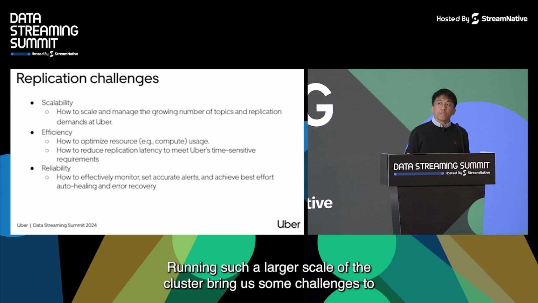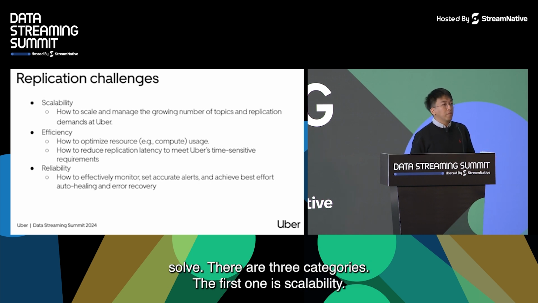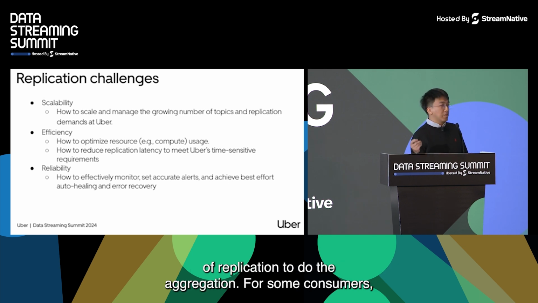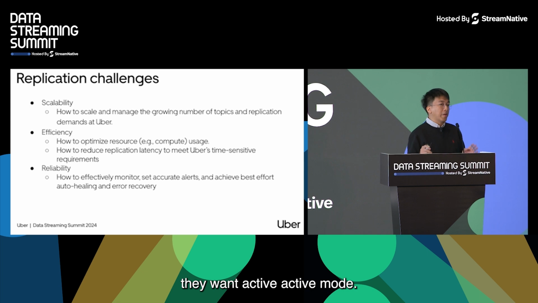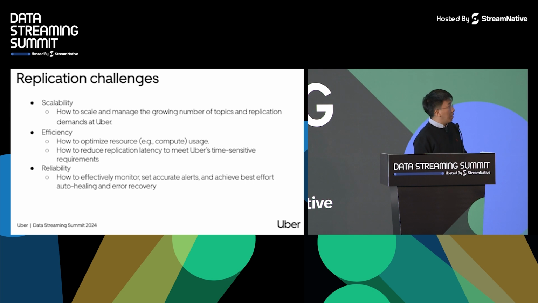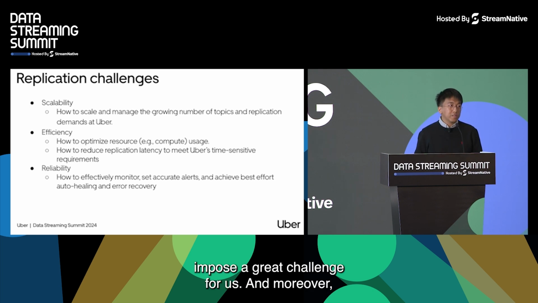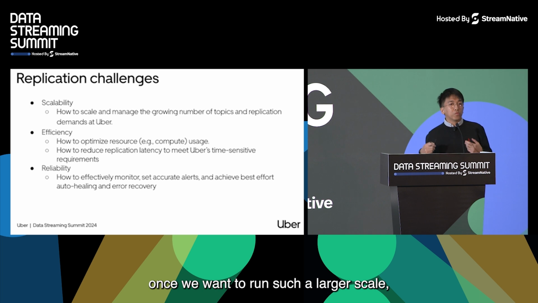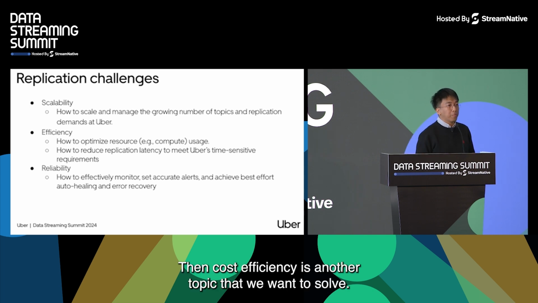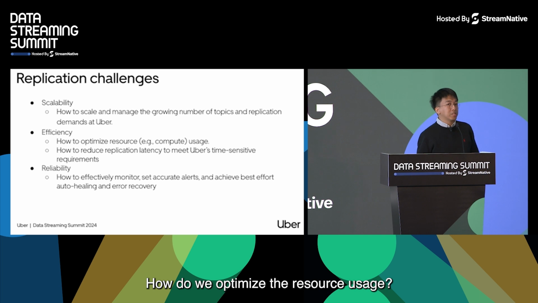Running such a large scale cluster brings us some challenges to solve. There are 3 categories. The first one is scalability. The number of topics is growing every day. And we also have a growing demand of replication to do the aggregation for some consumers. They want active mode. So how to scale and manage this growing number of topics imposes a great challenge for us. And moreover, once we want to run at such a large scale, we will definitely need a large number of resources. Then cost efficiency is another topic that we want to solve. How do we optimize the resource usage?